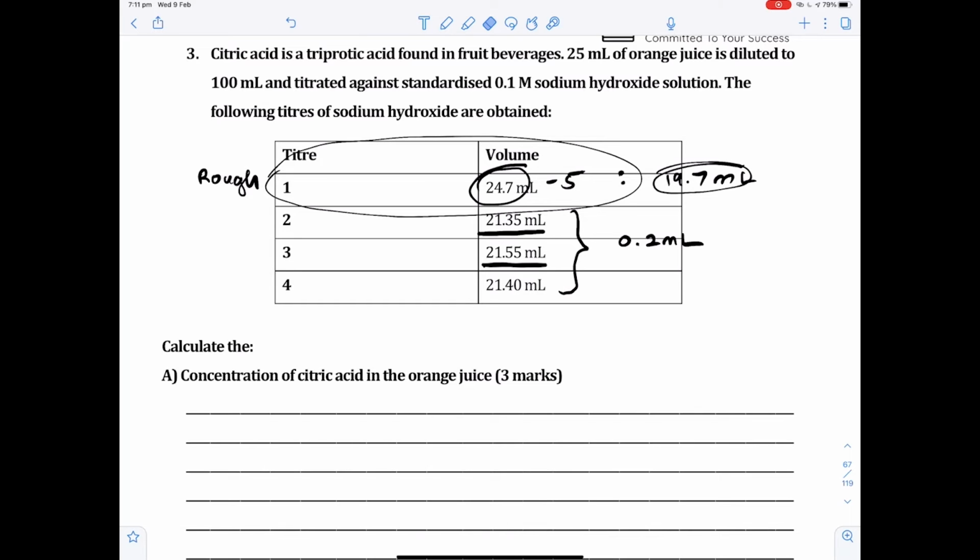Okay, so what do you think we do now? It's basic scientific principle. You remove the outlier. What do you do with the remaining results? Average. Good. So I want someone to tell me, what is the average titer? 21.45. Good. All right. So we'll leave that there for now.